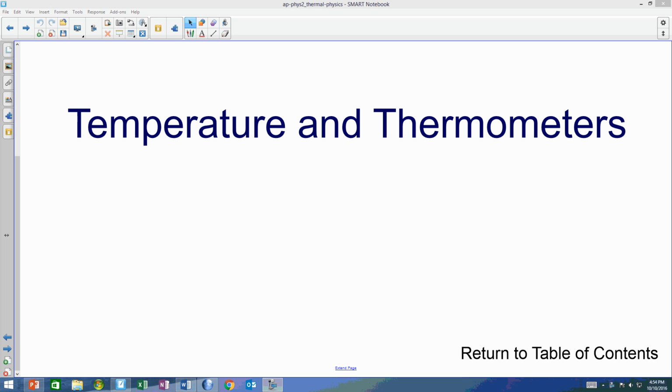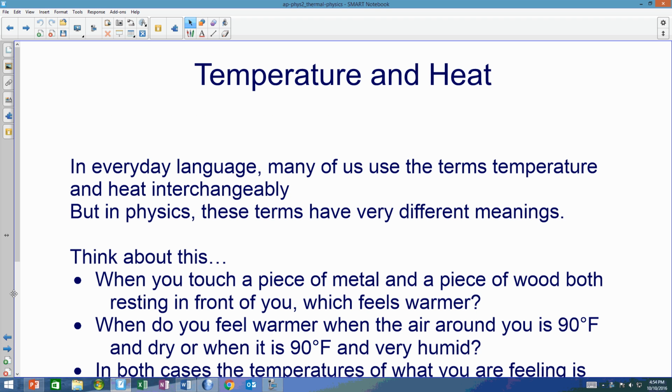In this lecture, we're going to talk about temperature and thermometers. In everyday language, many of us use the terms temperature and heat interchangeably. But in physics, these two terms have very different meanings.